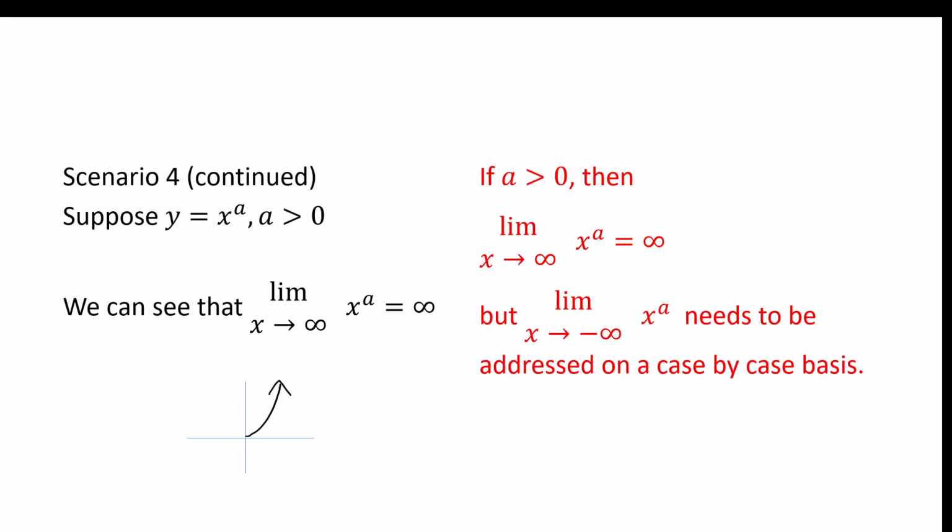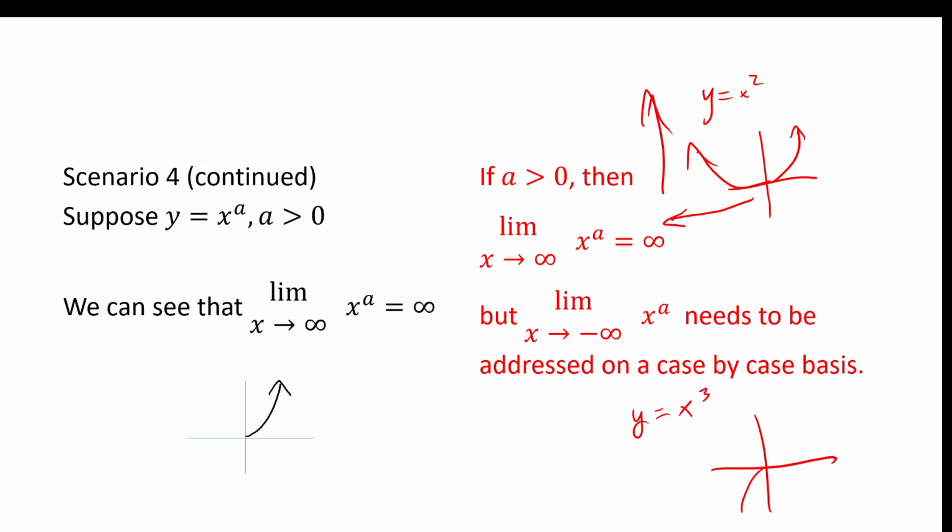What we mean there is if we were talking about y equals x squared, we would know we have a parabola, and as our x value goes to negative infinity, our y value would go to positive infinity. But if we had y equals x cubed, and we wanted to look at the limit as x goes to negative infinity, we could say y would be going to negative infinity.